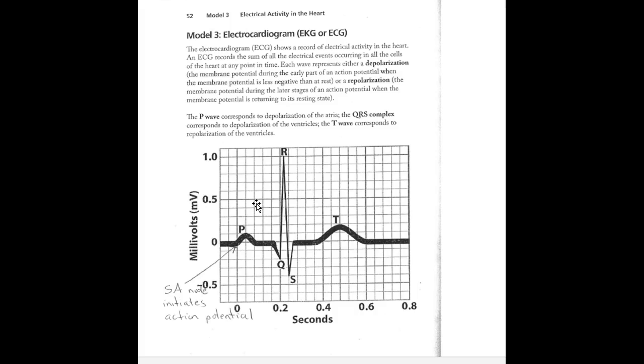Then our next question, predict the mechanical event that follows the P wave. That would be atrial contraction. You'll also notice you've got this little flat line in between when the atria depolarize and when the ventricles start to depolarize. That is the pause at the AV node right there. So this little pause in between atrial depolarization and ventricular depolarization is brought to you courtesy of the atrioventricular node.